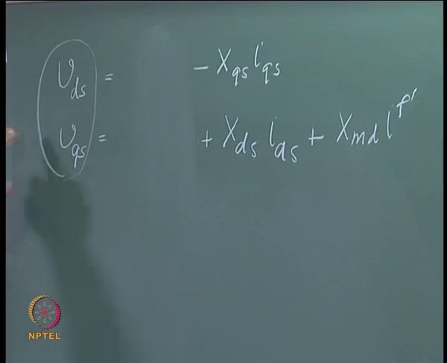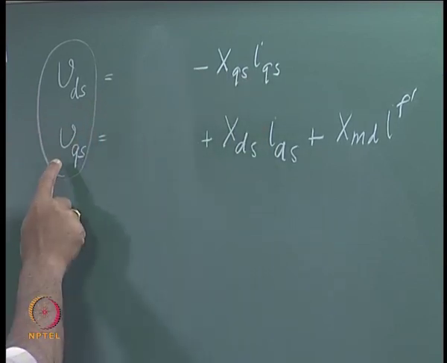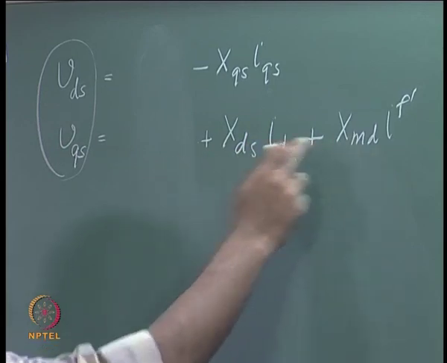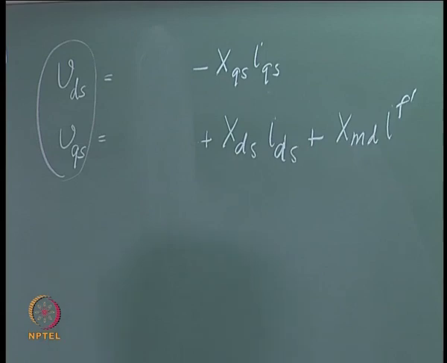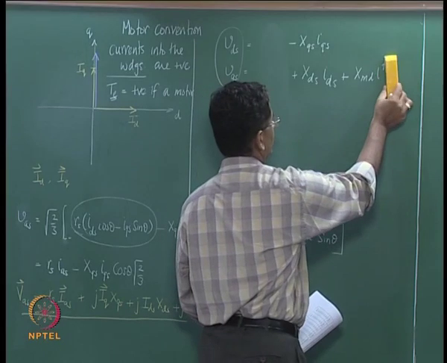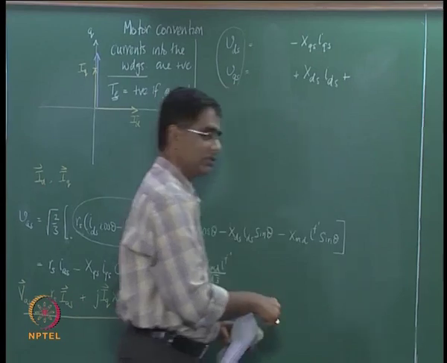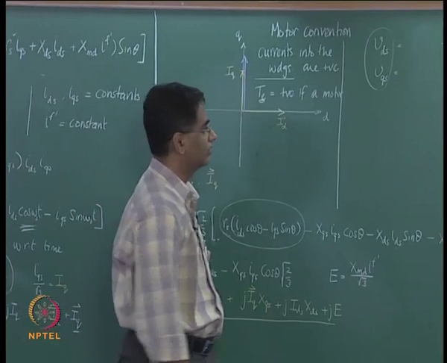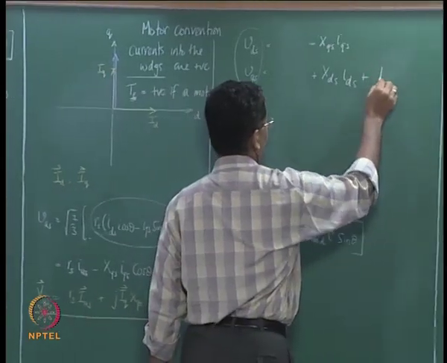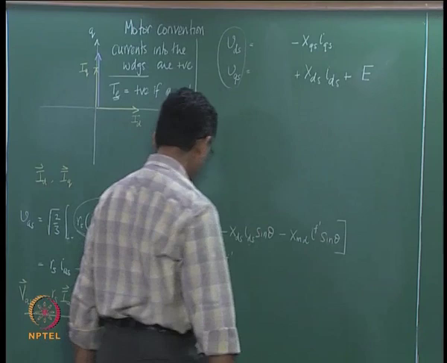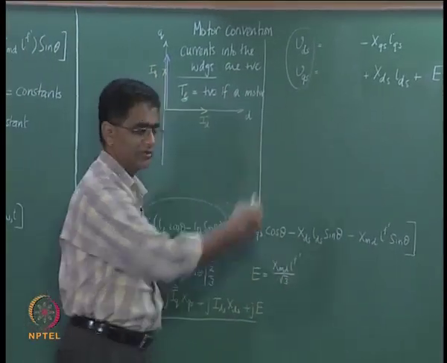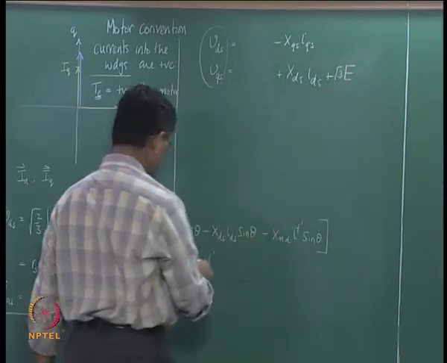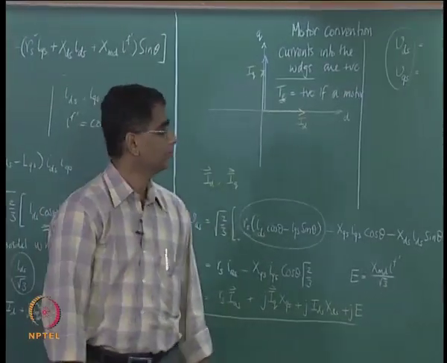So if you neglect the resistance drop, this is the equation that we will end up with. VDS is simply proportional to IQS and VQS is equal to the sum of these two, and we know that this is representative of the EMF that is induced. Just now we have written some expressions where this represents the EMF that is induced, and let us therefore represent it by the symbol E, though really it has to be root 3 times E. Well, we could write it as root 3 times E as well to maintain equality of symbols.